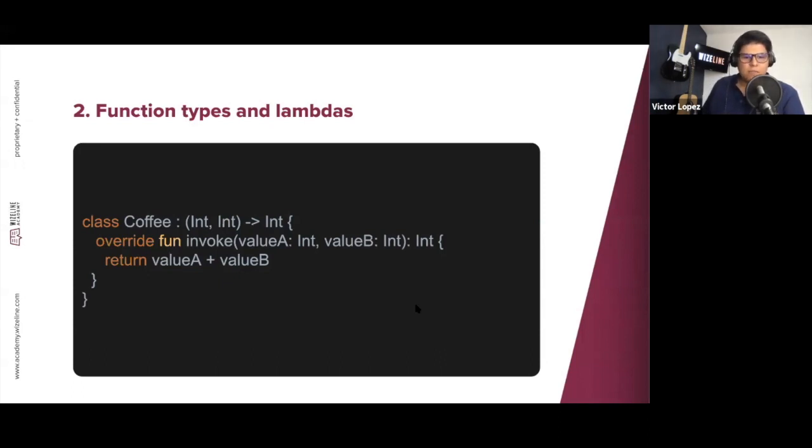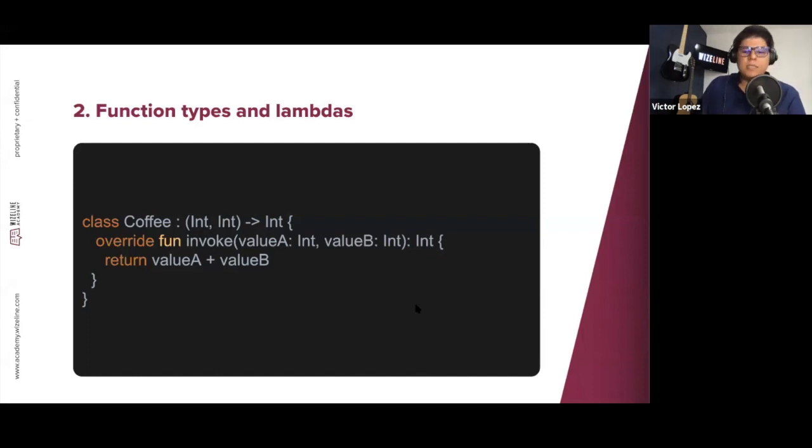And as you can see, this function is requiring two integers. Why two integers? Because we declared two integers in the constructor. If we only need one integer, the function invoke will only require one integer. And in this case, as you can see, the function is returning an integer as well. So this will execute the sum of these two values, and this will return a result, right?